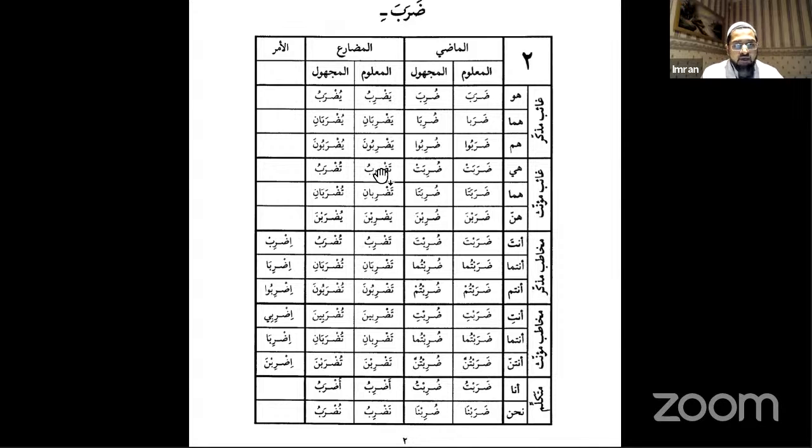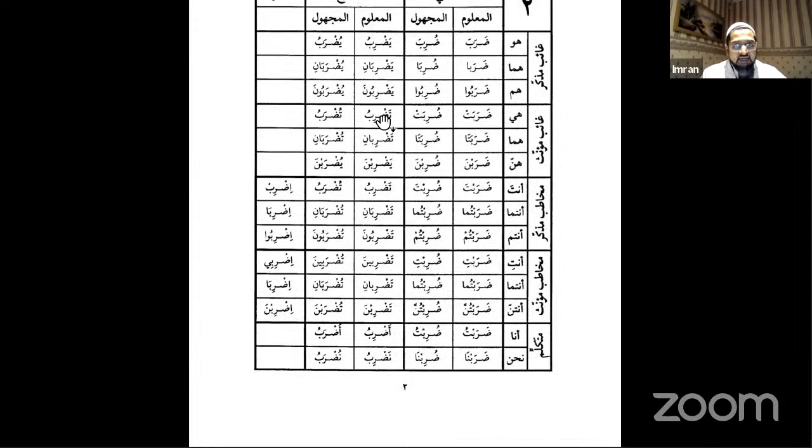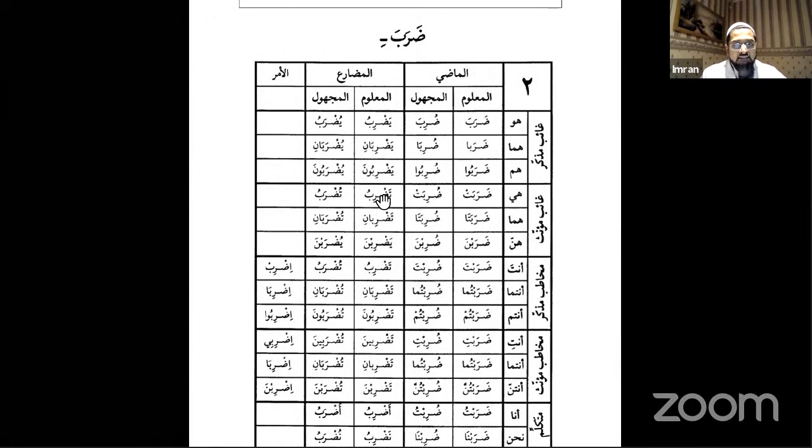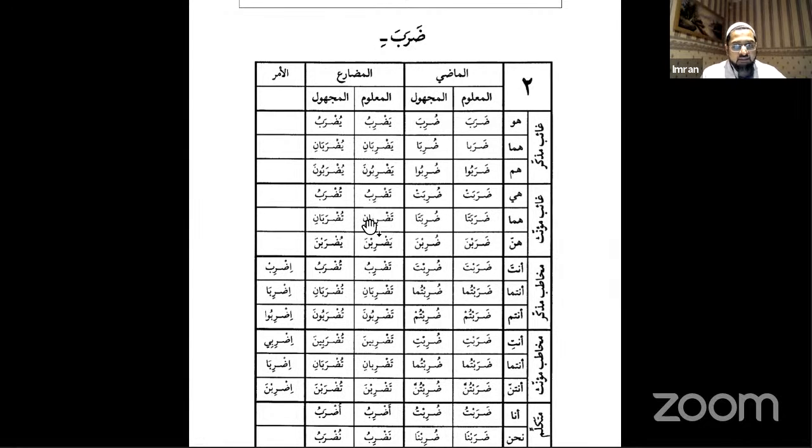Then we have tadribu, she is hitting. We add the ta in the singular and in the dual, and we add alif noon for the dual itself. So tadribu, she is hitting. Tadribani, they both are hitting. Now the sixth form, for the female, the ta is removed and a ya is put, and the three-letter verb, the last letter, which is the ba, is given a sukun, so it becomes yadrib, and we add a noon with a fatha, yadribna.